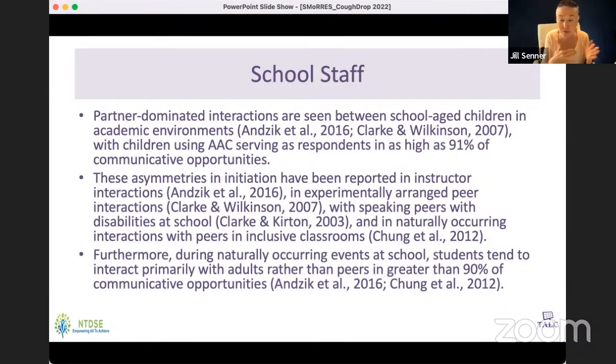As I said before, these asymmetries in initiation have been reported with instructors and speaking peers with disabilities at school. They occur in inclusive classrooms. And the other thing we know is that even in inclusive classrooms, our kids who are AAC communicators tend to interact primarily with adults, with their teacher and their instructional assistant, in greater than 90% of communicative opportunities rather than with their peers.